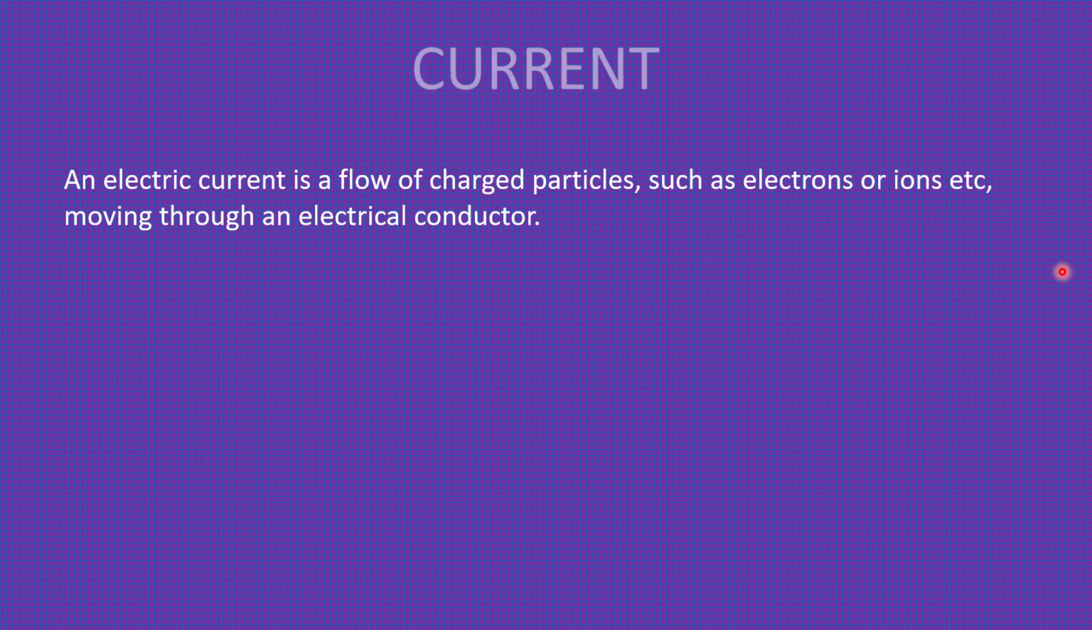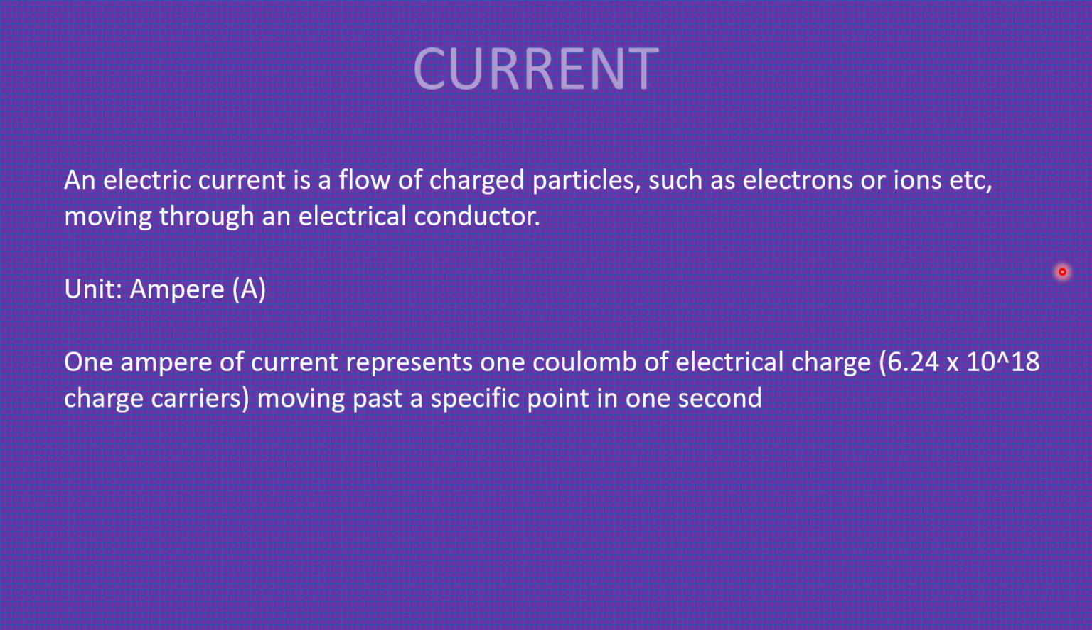The next term we get is current. An electric current is the flow of charged particles such as electrons or ions moving through an electrical conductor. Current is the flow of electrons through a conductor. The unit of electric current is ampere.